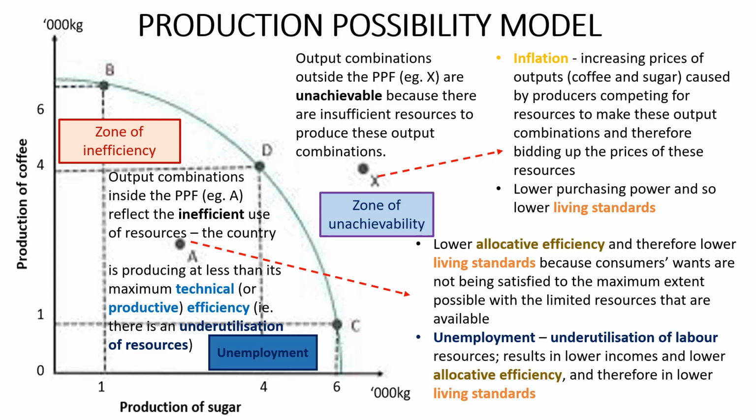The result of inflation is that consumers cannot afford to buy as much sugar and coffee because the price of those products has risen. That is, consumers have lower purchasing power. This in turn means that living standards are reduced because consumers cannot afford to buy the quantity of products that they could have bought if there had not been any inflation. So here you can see the link between the production possibility model, the zone of unachievability, inflation, and living standards.